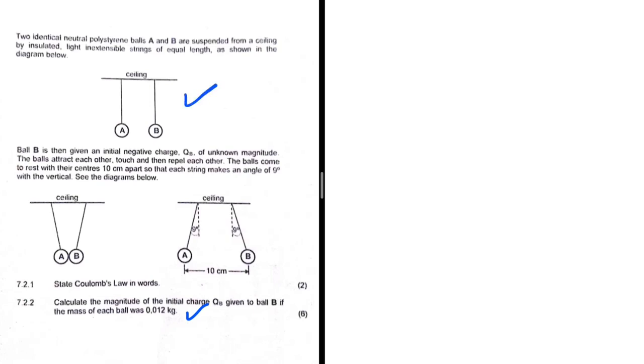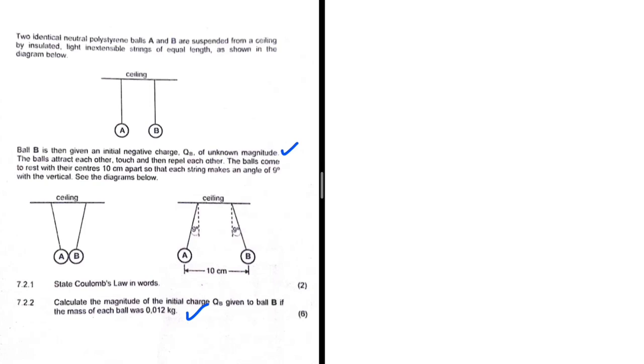Yeah, we can see our two identical neutral spheres are being suspended there by two strings of equal length. What happens next? Ball B is then given an initial negative charge QB of unknown magnitude. Right, so initially they are neutral and now B is given a negative charge of unknown magnitude. So A is still neutral and B is negatively charged. Okay, let's carry on. The two balls attract each other.